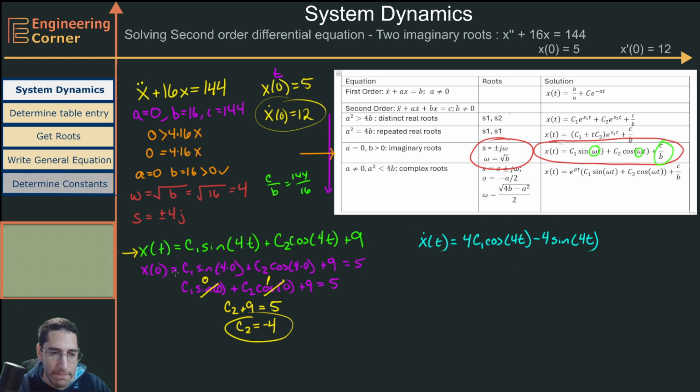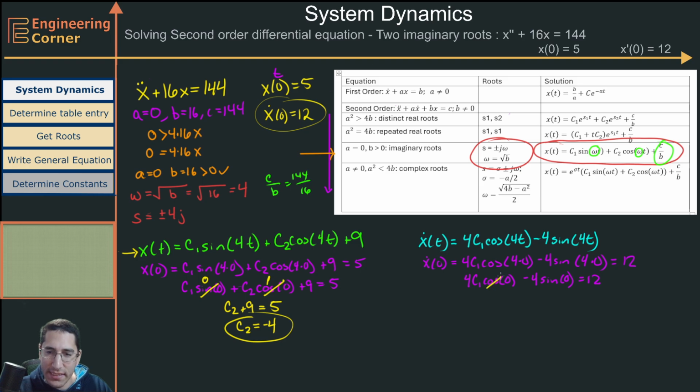Now let's do what we did with the first equation and input our zeros. So we'll have x dot of 0 is equal to 4 times c1 times the cosine of 4 times 0, minus 4 times the sine of 4 times 0. And this is equal to 12. Okay, so we get 4 times c1 times the cosine of 0 minus 4 times sine of 0 is equal to 12.